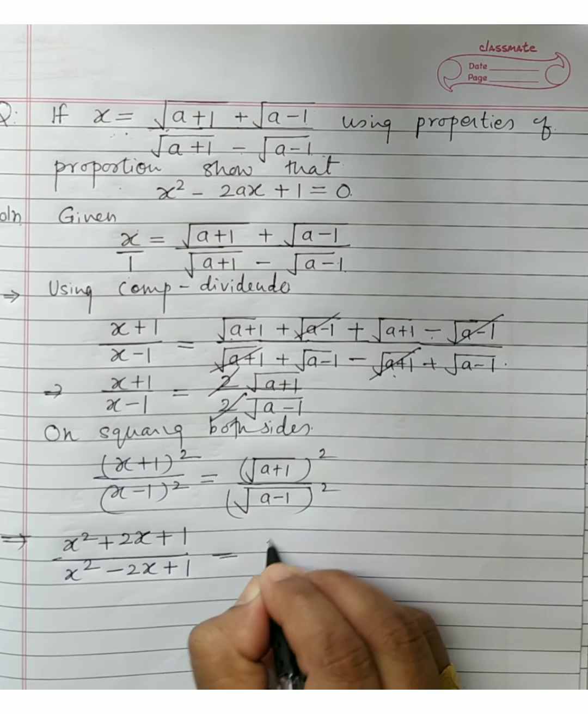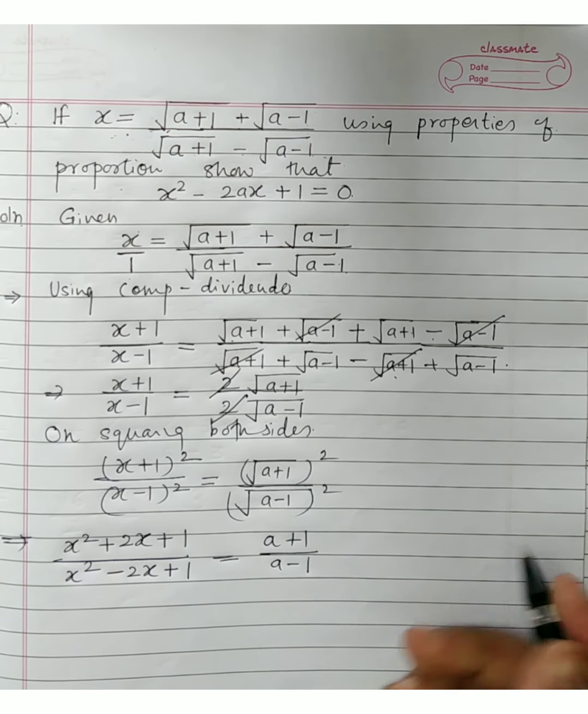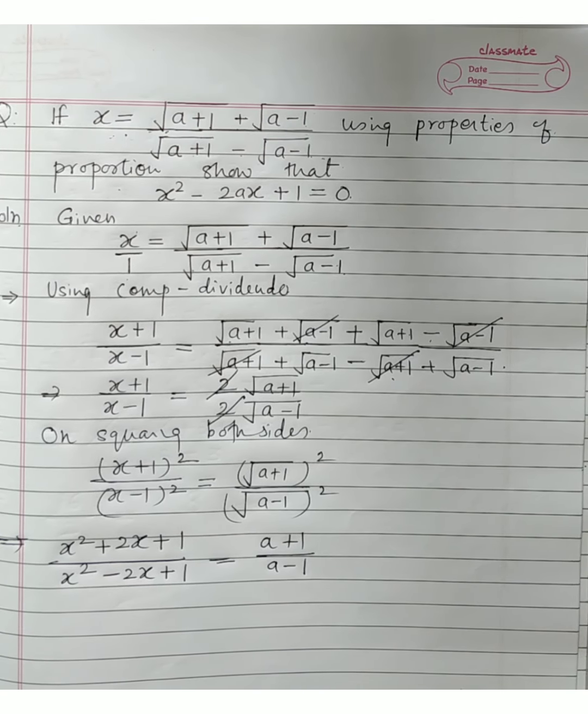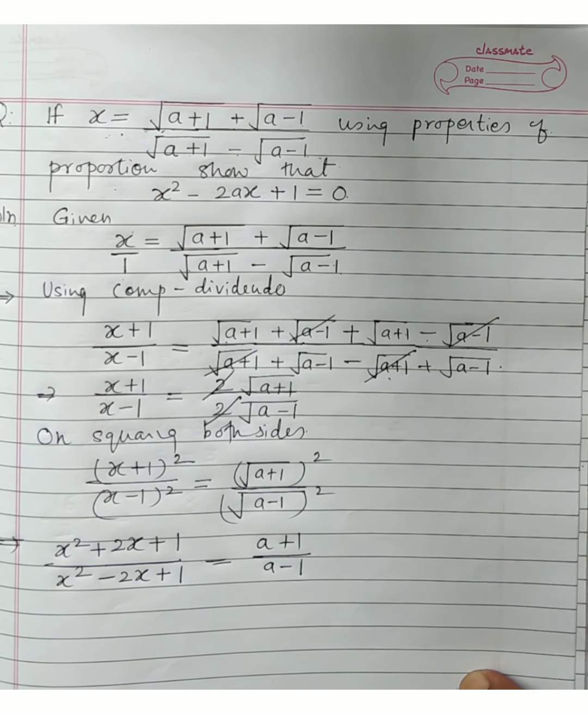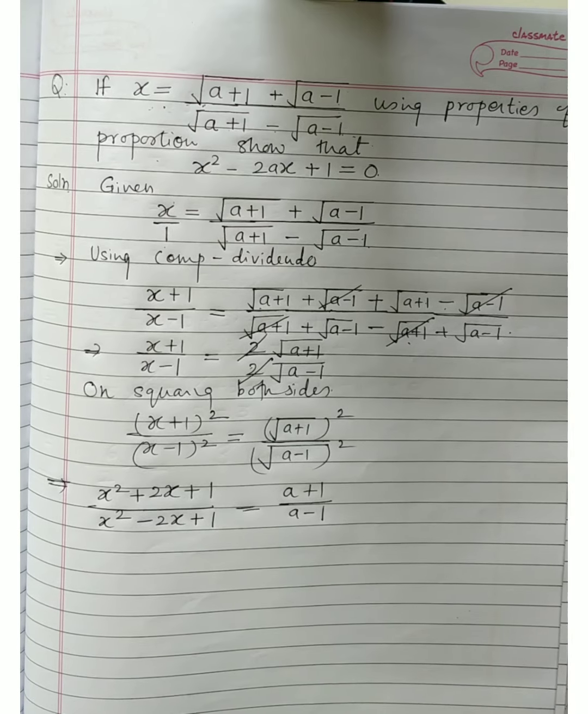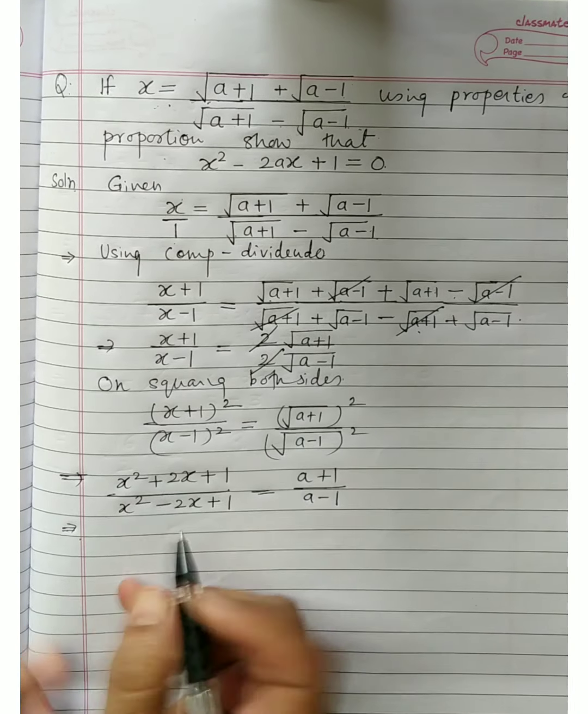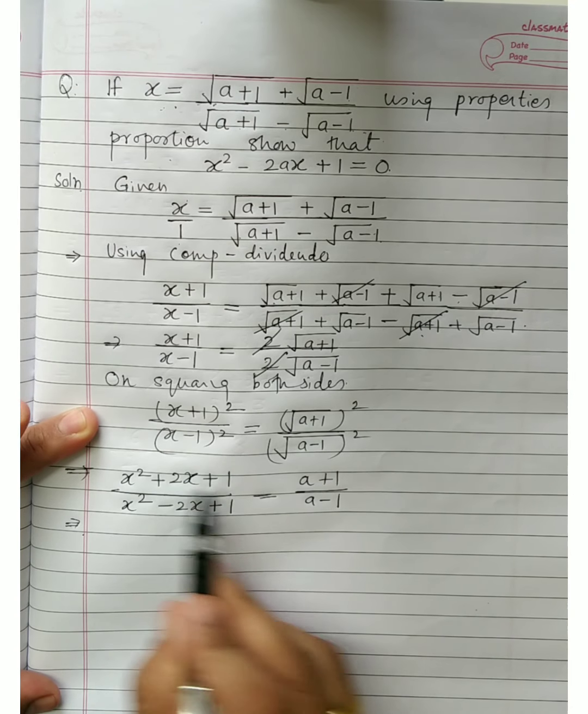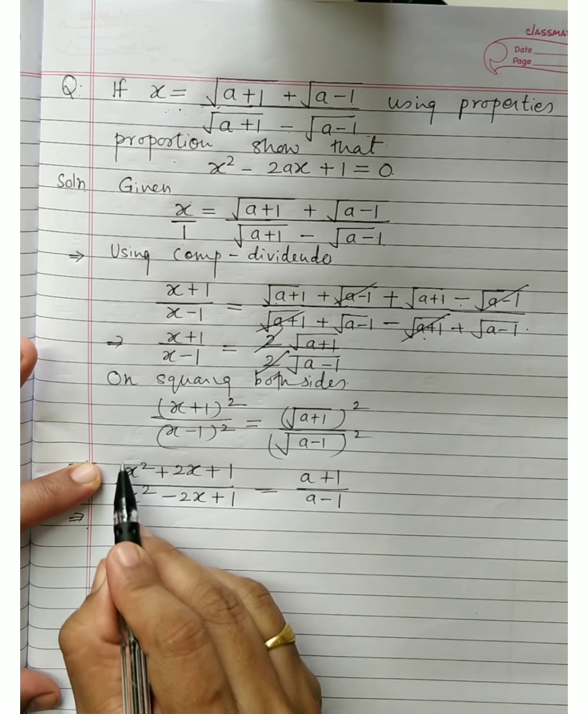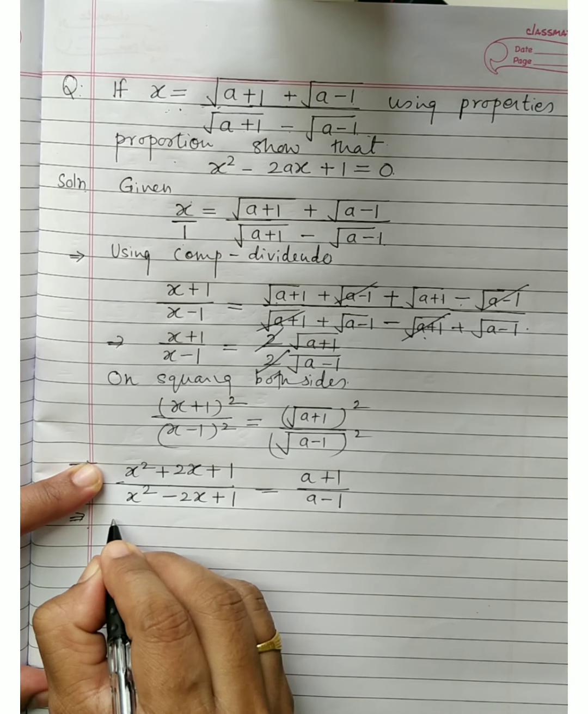Right hand side what happens? (a+1)/(a−1). The radical sign gets eliminated. Understanding? How do we use the properties? Again, can we use componendo dividendo for simplification? The answer is yes. So many like terms are seen here.